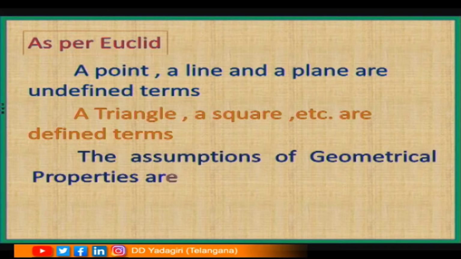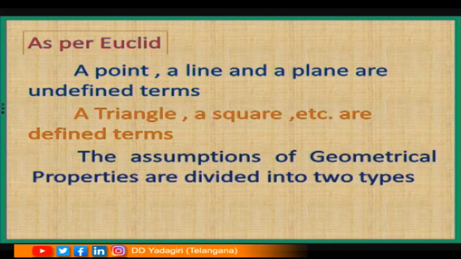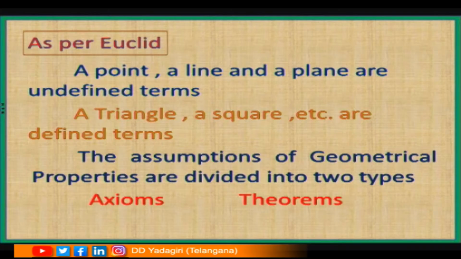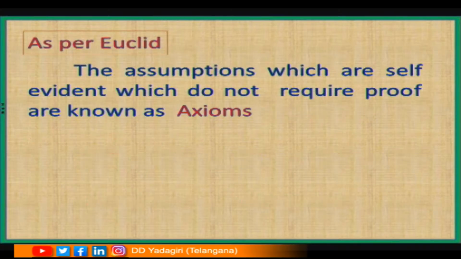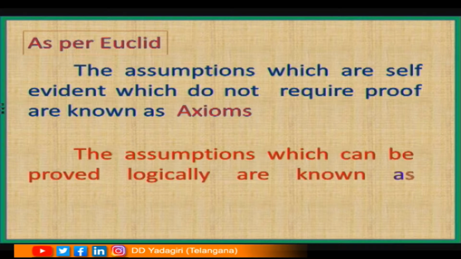The assumptions of geometrical properties are divided into 2 types. Here he has classified them into 2 things: one is based on proof and the other is without proof. One is axioms, the other is theorems. Let us discuss what these axioms and theorems are. As per Euclid, the assumptions which are self-evident, which do not require proof, are known as axioms. Similarly, the assumptions which can be proved logically are known as theorems.